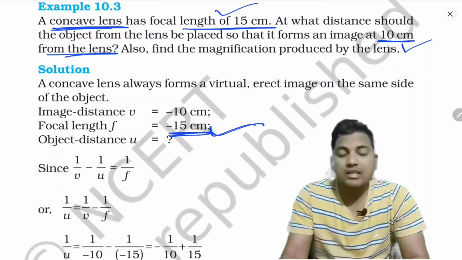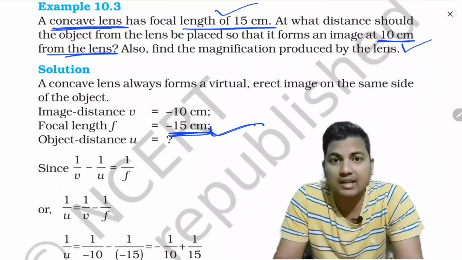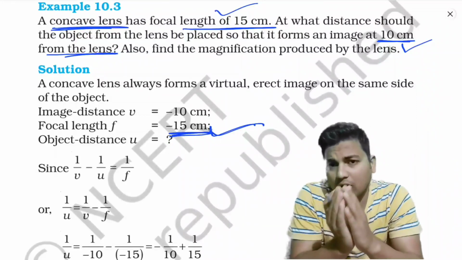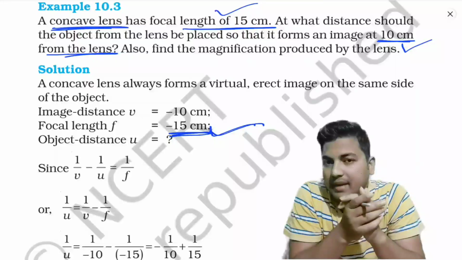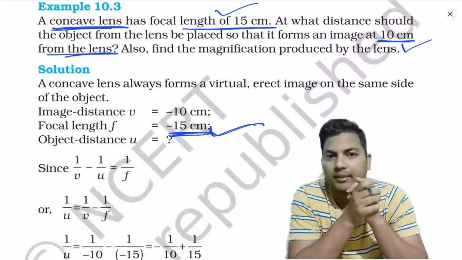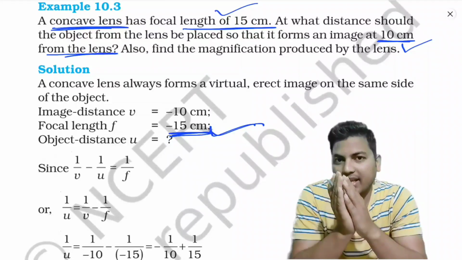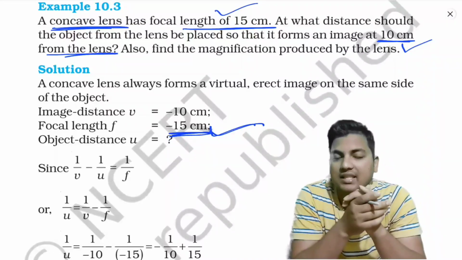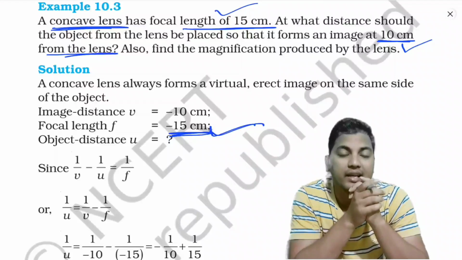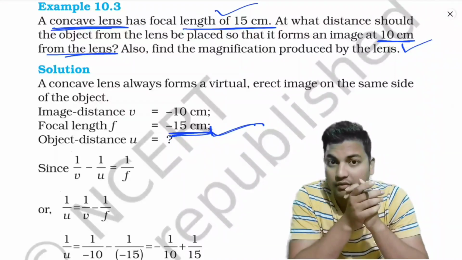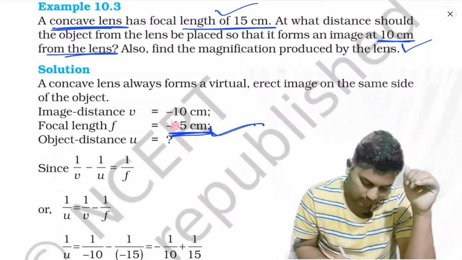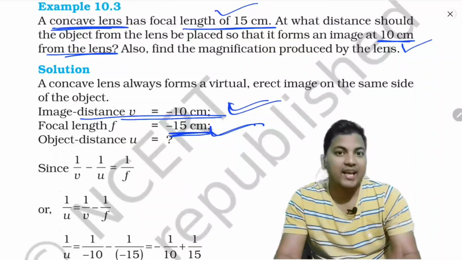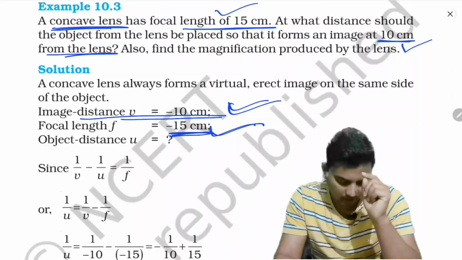Clear? And image distance. We have seen that the image is always formed on the same side of the lens where the object is placed in the concave lens. That means in case of a concave lens, the image formed in both the cases will be towards the left of the lens. That means we will be taking a negative sign as our sign convention for image. Clear? So for image distance, v is equal to minus 10. Clear? v is equal to minus 10 and f is equal to minus 15.